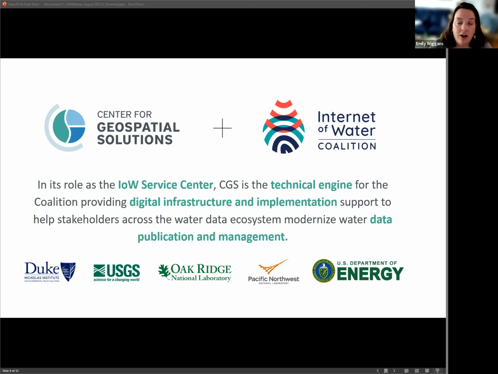In its new role as the Internet of Water Service Center, the Center for Geospatial Solutions focuses on scaling the adoption of Internet of Water technologies and services. And both CGS and IOW are focused on broad environmental data modernization, making it a great mutual fit for everyone. By furthering the digital infrastructure necessary for the Internet of Water, CGS is helping to transform the water data landscape while serving as an implementation support partner for many organizations. And you can see some of those listed below, as I mentioned. So this work is continuing to be carried out in collaboration with the Internet of Water Steering Committee and IOW members.